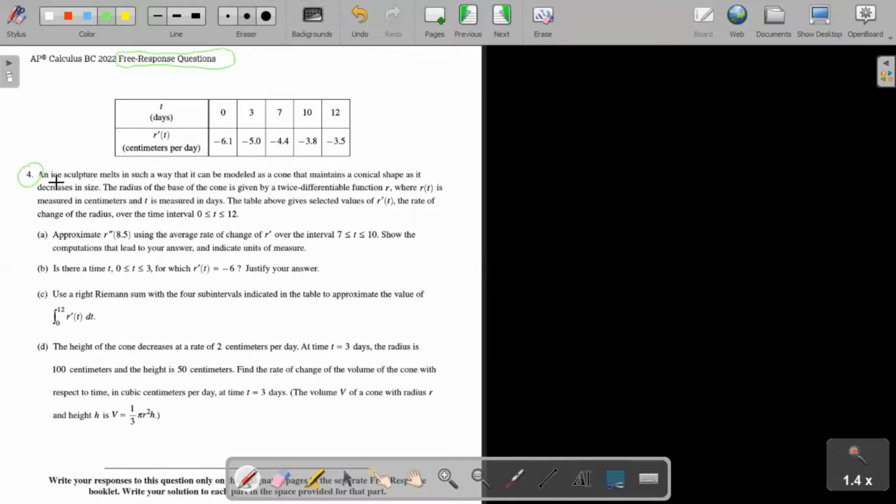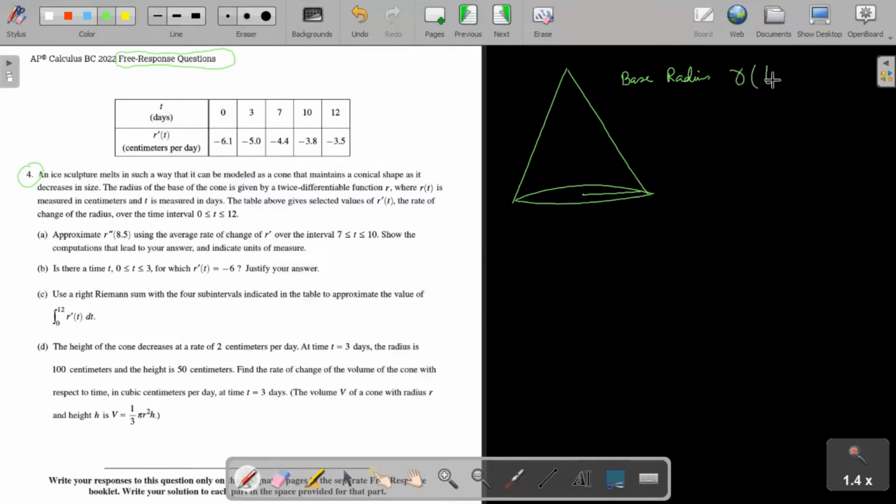So the question is, there is an ice sculpture in a conical shape, and it is melting in such a way that it can be modeled as a cone that maintains a conical shape as it decreases in size. This is in conical shape, made of ice. The radius of the base of the cone is given by a twice differentiable function r. So its base radius, we can write that as r. It's a variable because it is melting, so this base radius is also variable.